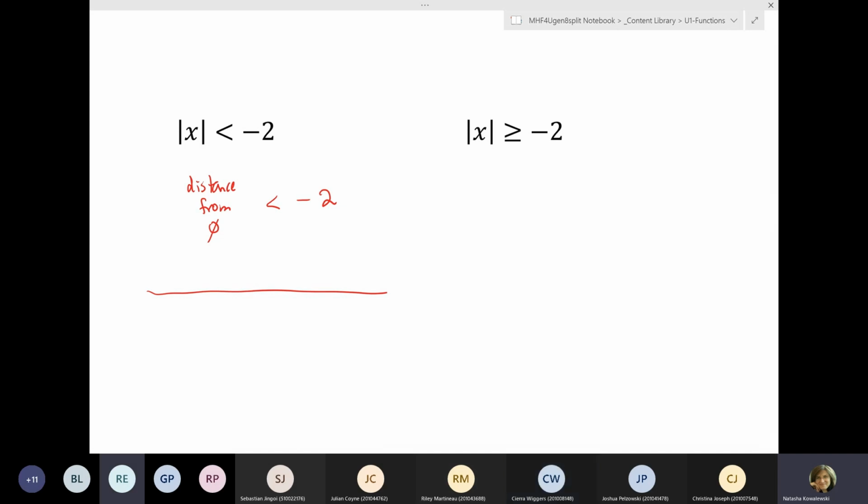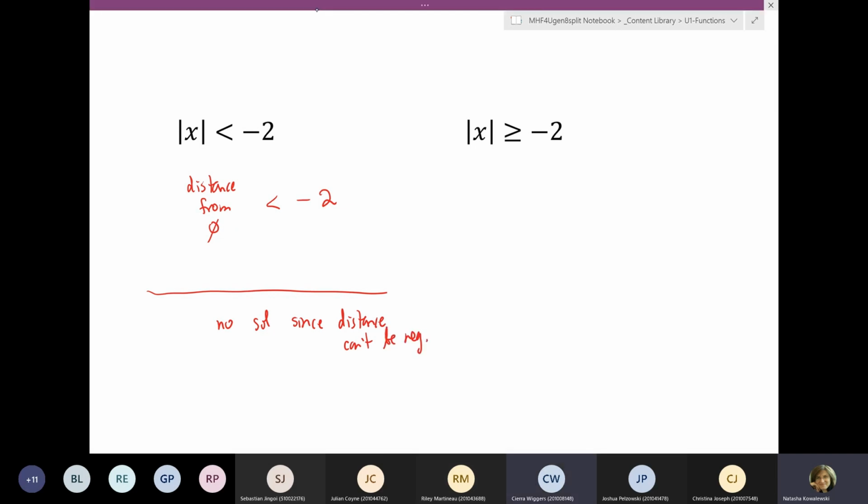Hint. Shade. Distance, can it be negative? No. So you're saying distance is supposed to be lower than a negative number, so it itself should be negative. So there would be no solutions here. No solution since distance can't be negative. Done.